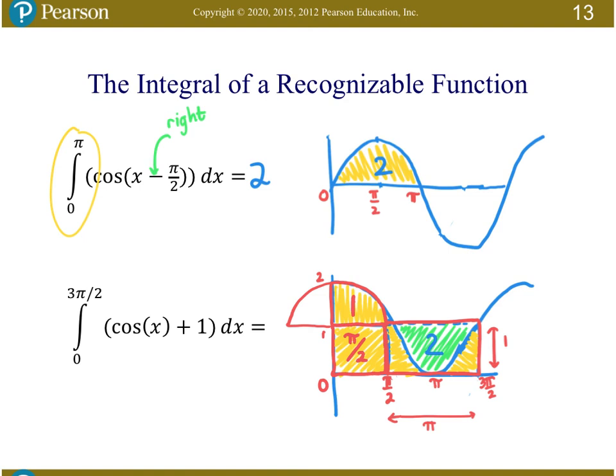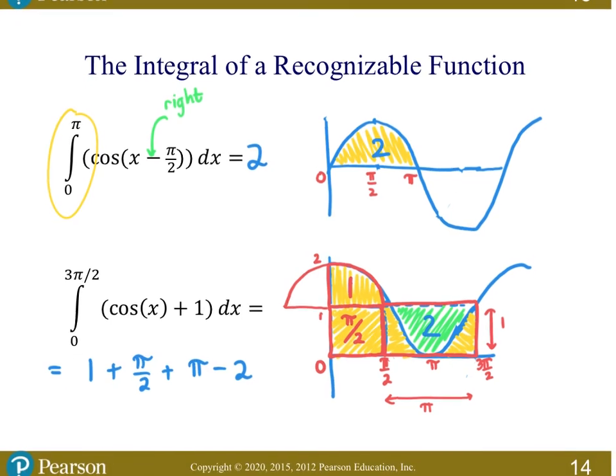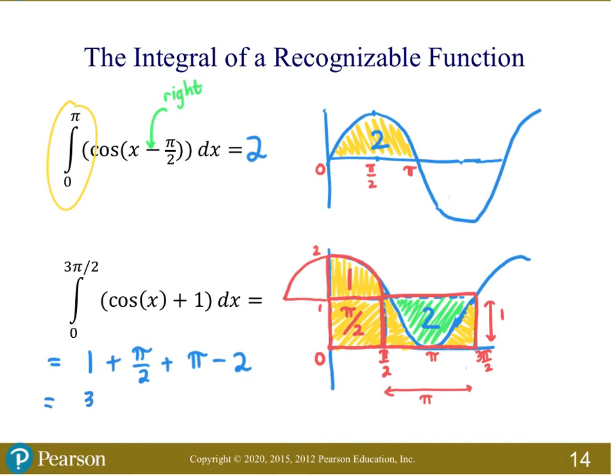Now I want to take away the green area to be left with just the yellow area. So altogether we've got 1 plus pi halves plus the rectangle pi, but subtract the green value of 2. And so all together, we end up with 3 halves pi minus 1. That represents the value of the yellow area altogether. So we're just putting together all the pieces.